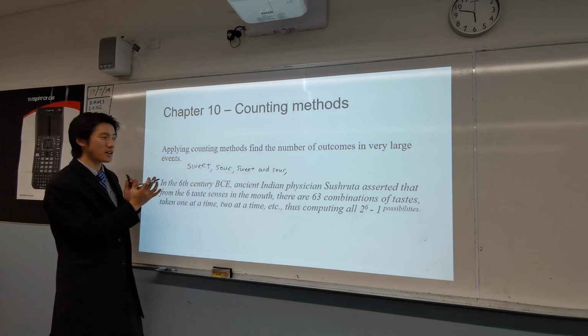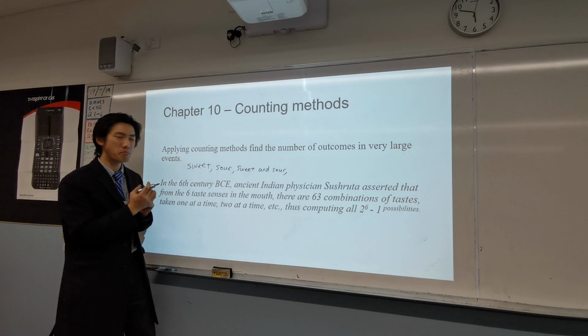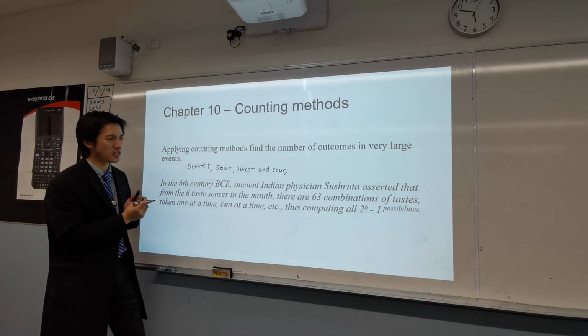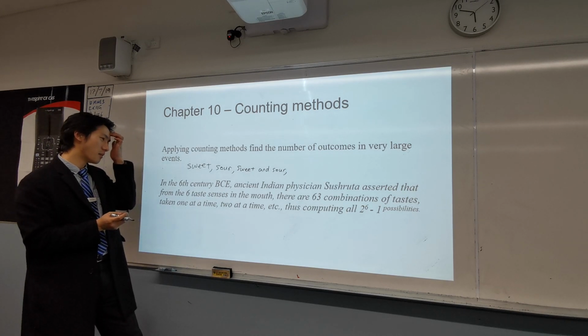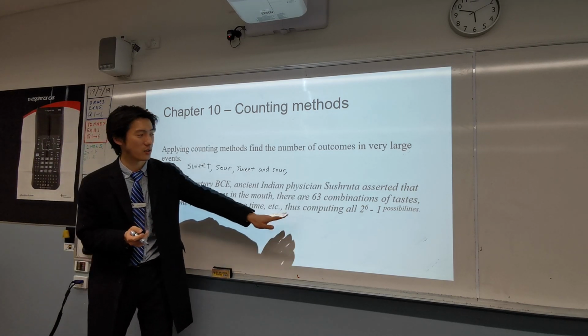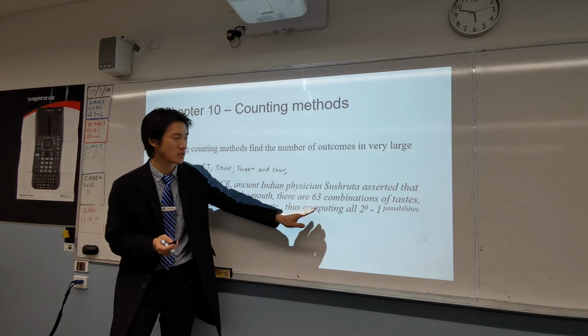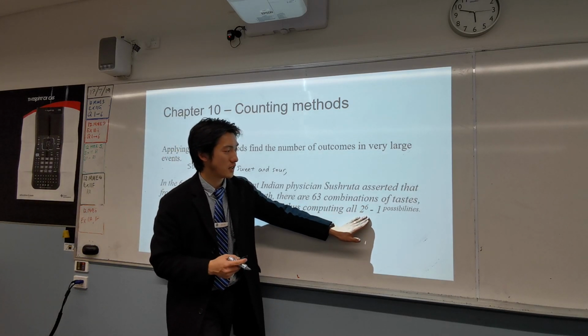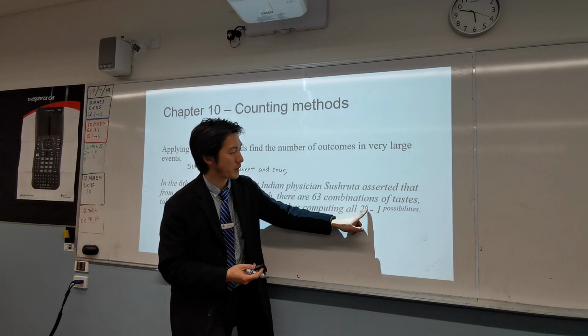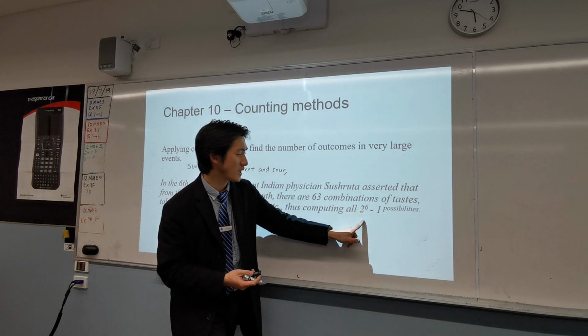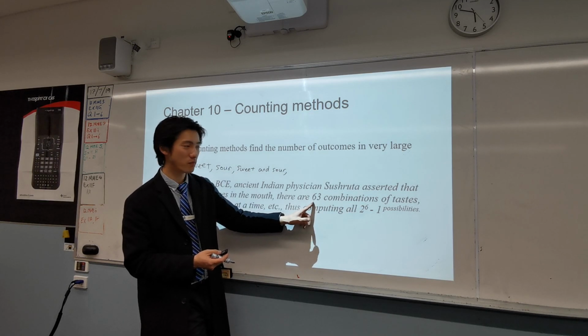But hopefully you can see that very quickly we've got many combinations of tastes, and it's going to be very tedious to list out all the different combinations of it. But this physician was able to tell that there are 63 different combinations by using a counting method. So the rule became 2 to the power of 6 minus 1 possibilities. You can check that it does equal 63.